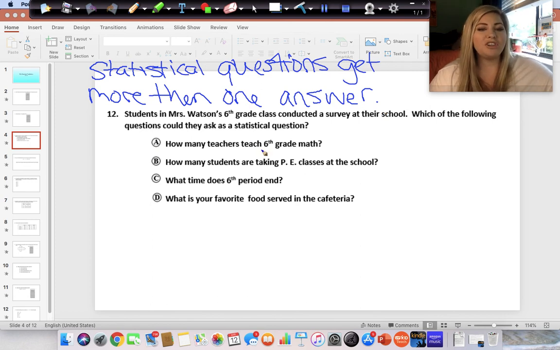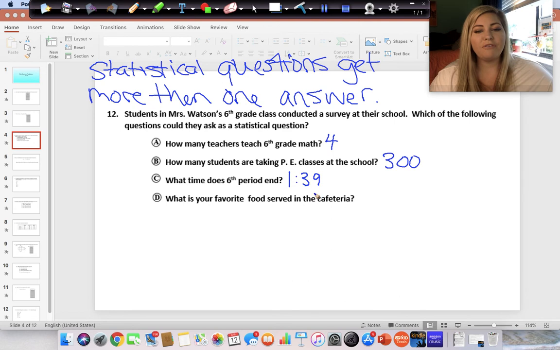How many teachers teach 6th grade math? Okay, at our school, I think there's 4. Okay, so that's only one answer. How many students are taking PE classes at the school? I'm going to guess 300. I don't know. That's only one answer, so that is not a statistical question. What time does 6th period end? I think it's like 1:39. Again, not a statistical question because there's only one answer.